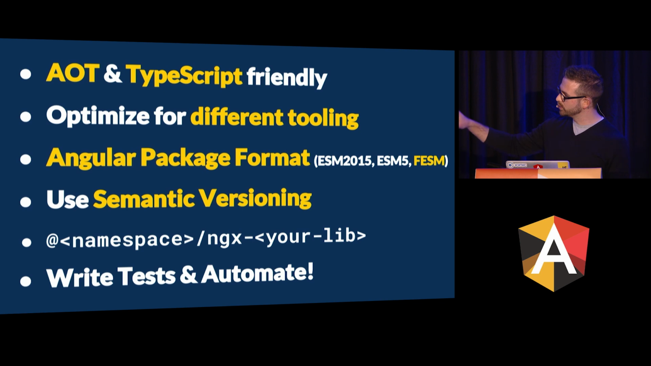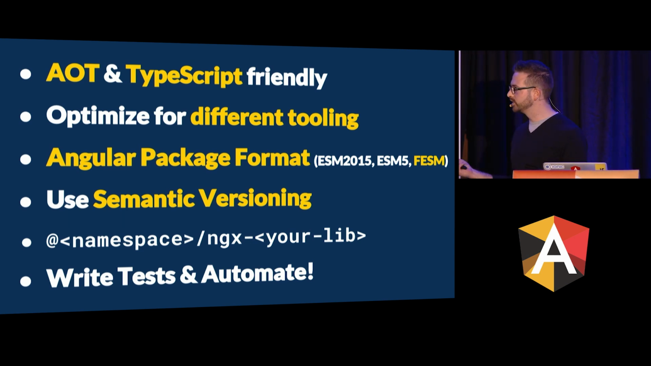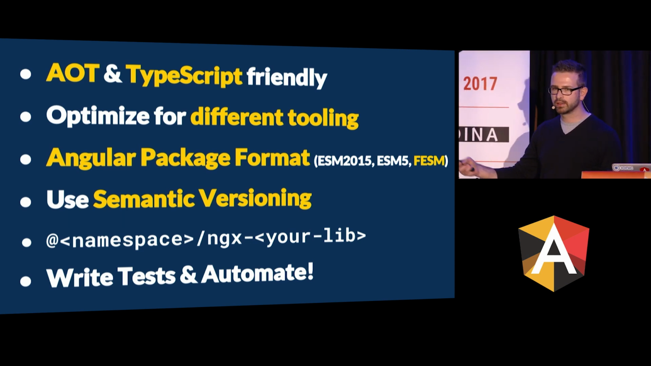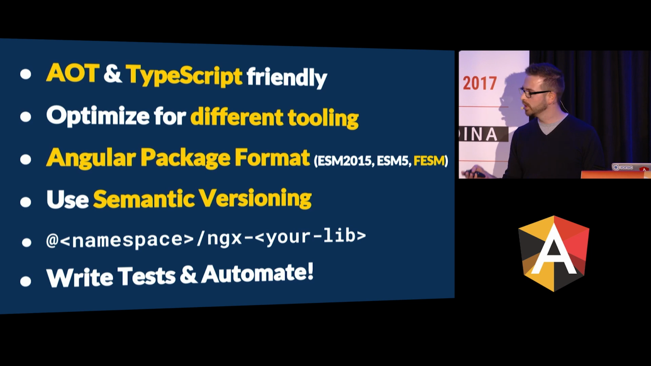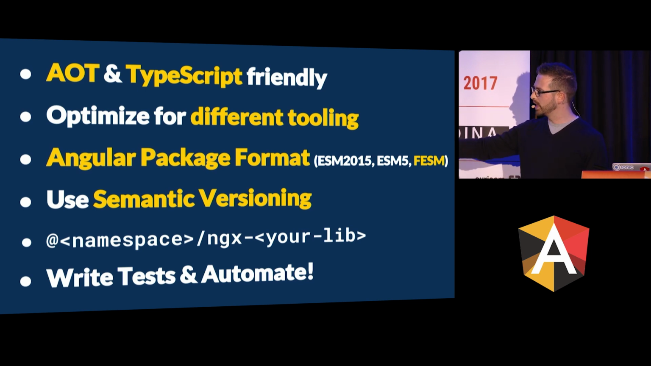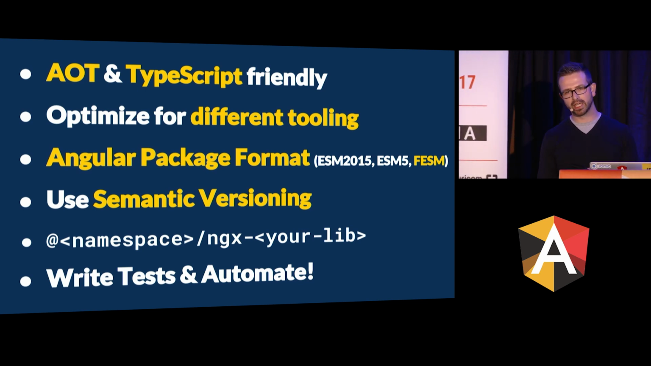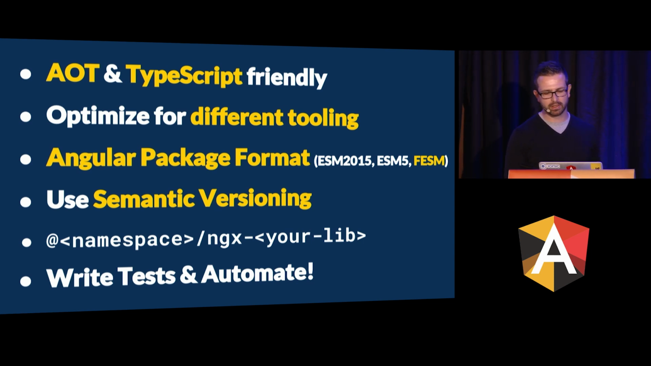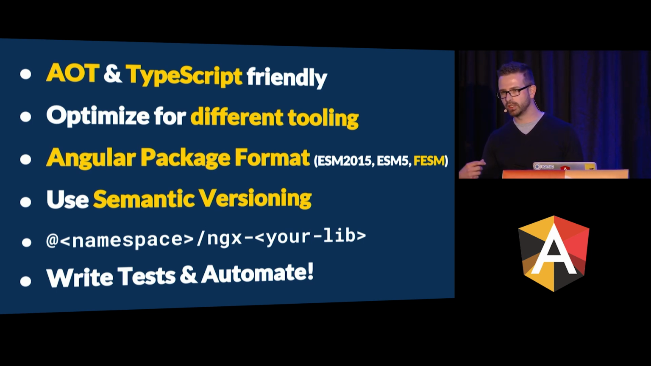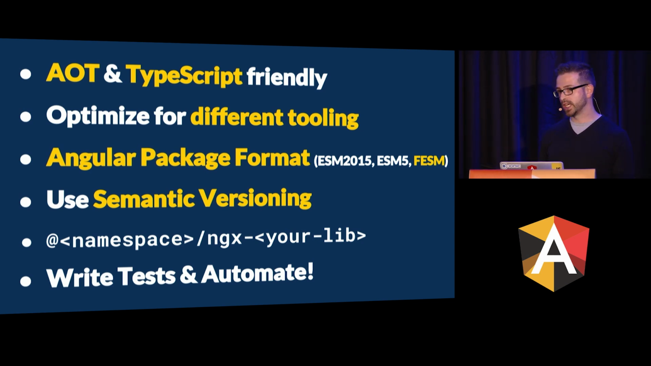Finally, the whole automation part. Use semantic versioning. Also, if you export your library, it's a good practice to use your own namespace in front of it, like Angular does with @angular/, and then usually in the community, people have agreed to use an ngx- prefix, so one can immediately recognize this is something that comes from the community rather than from the Angular team itself. And obviously, write tests for your libraries and automate everything.